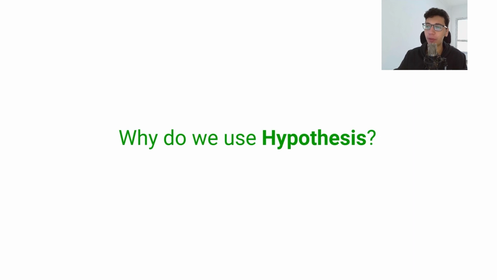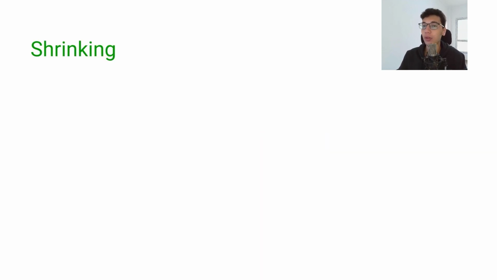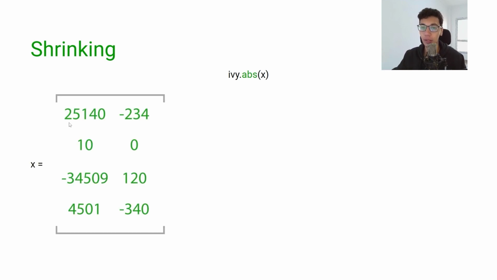So why do we use hypothesis? Why don't we just write our own random number generator? You can already see that we shouldn't reinvent the wheel, but if that is not convincing enough for you, that's completely understandable. Hypothesis has a really cool feature, and it's called shrinking. So looking at the previous example of how we wrote the test for IVY abs, hypothesis at first can generate a list that looks like this. It has 8 elements in it, and it contains some numbers. Some are positive, some are negative, and there's a 0 here.